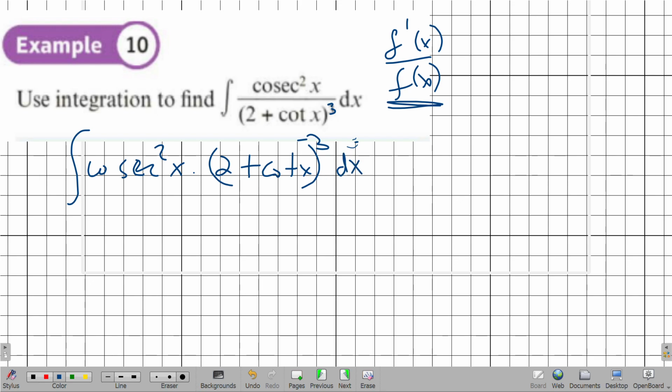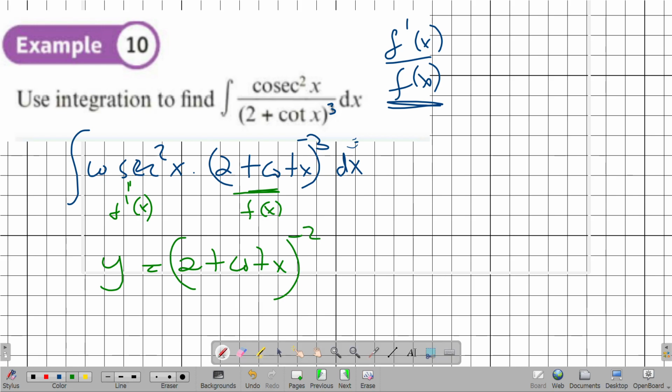Now, when you look at it, you say this is your f of x, the inside function, and this is our f prime of x. Are they related? Certainly they are, because the derivative of cot x is equal to minus cosec squared x. So we know already that they are related. So let's use the chain rule. The chain rule tells us that if that's the case, our y is just, because we are doing the reverse, 2 plus cot x to the power of plus 1 here. So minus 3 plus 1 is minus 2.